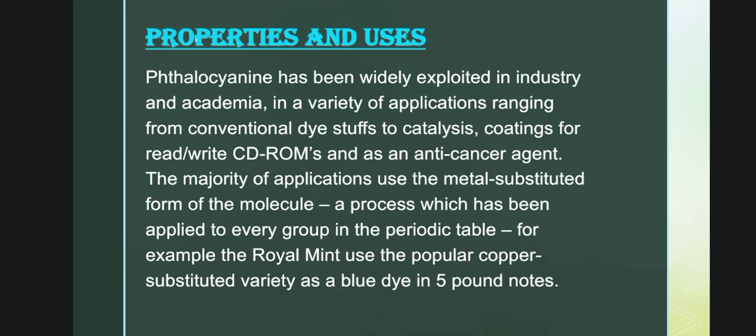Properties and uses. Phthalocyanine has been widely exploited in industries and academia in a variety of applications ranging from conventional dyestuffs to catalysis, coating for recordable CD-ROMs, and as an anti-cancer agent. The majority of applications use the metal substituted form of the molecule, a process which has been applied to every group in the periodic table. For example, the Royal Mint uses the popular copper substituted variety as a blue dye in 5-pound notes.